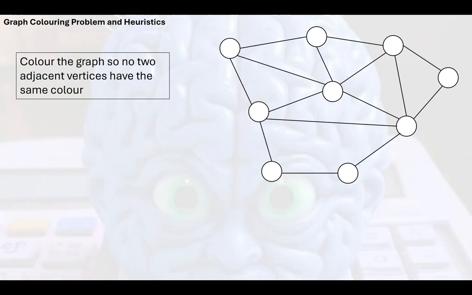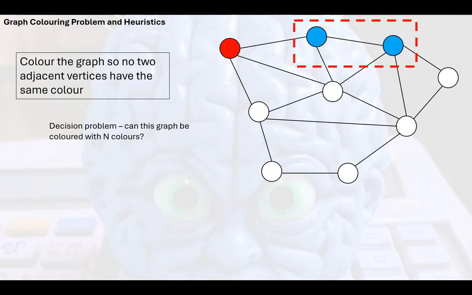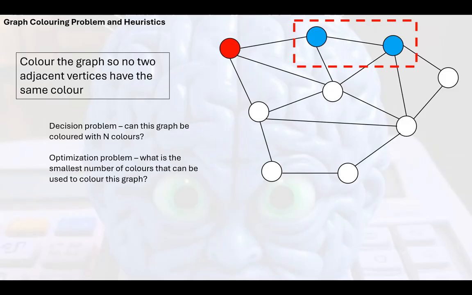For all variants of the graph coloring problem, our aim is to color the graph so that no adjacent nodes have the same color. We might want to see if this is possible with 2 colors, 3 colors, or 4 colors, or we might want to work out what is the minimum number of colors needed. The decision problem requires us to work out whether or not this graph can be colored with n colors, and the optimization problem wants us to work out the smallest number of colors needed to successfully color the graph.